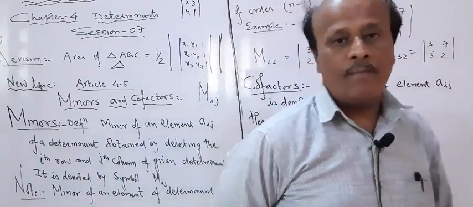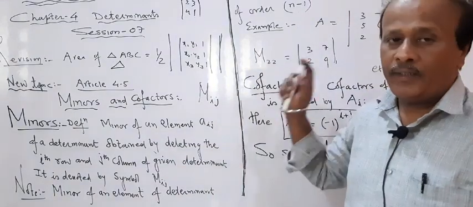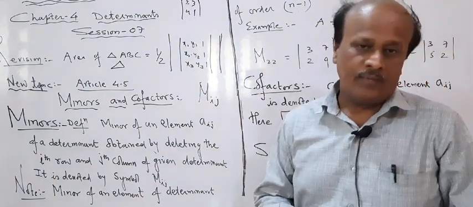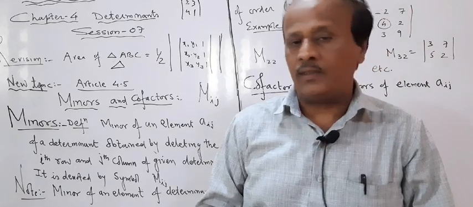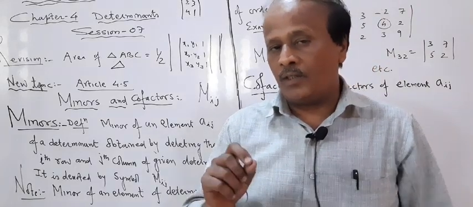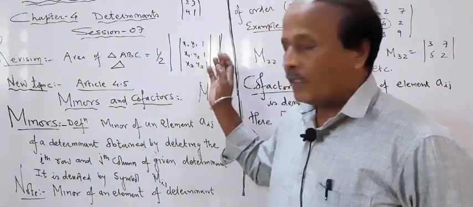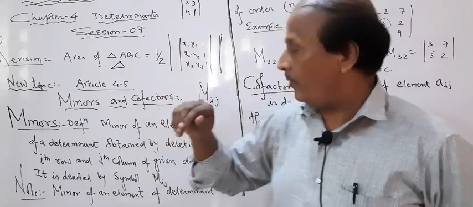Again I am telling you, you can get the 9 minors of a determinant if its order is 3 cross 3, depending upon its elements. So as the questions come, I am going to tell you.